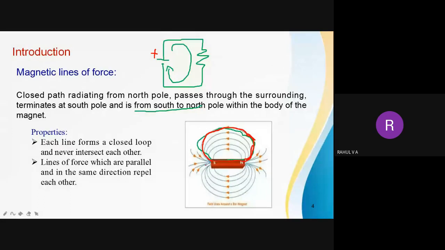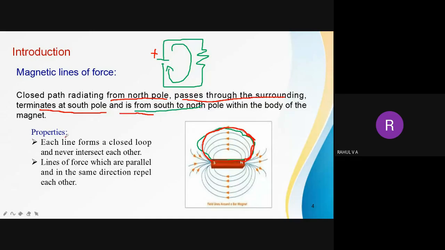Okay, so again the definition: it is a closed path radiating from the north pole. So it starts from the north pole, passes through the surrounding and terminates at the south pole. Again, it goes from south to north pole within the body of the magnet. So through the body it will go from south to north.